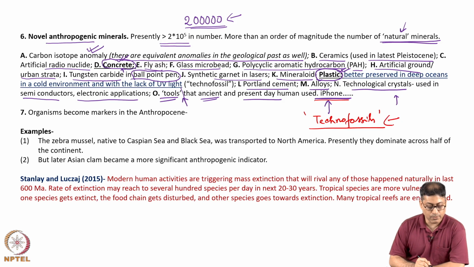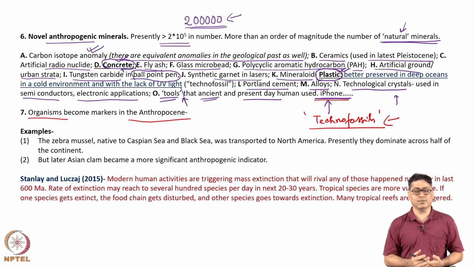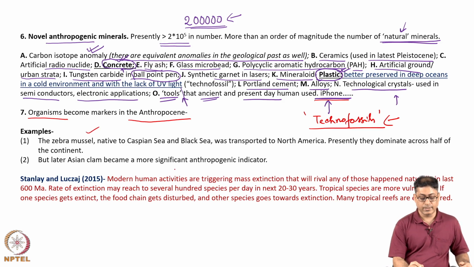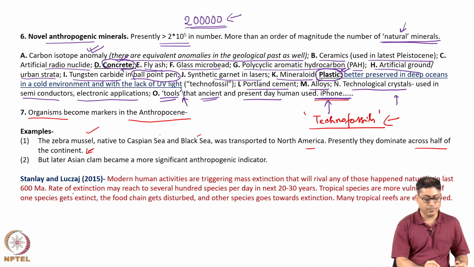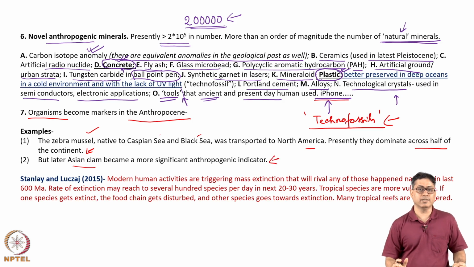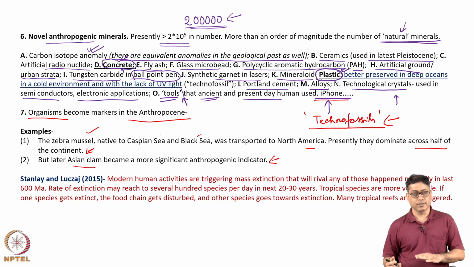Now, are there organisms that can be markers of the Anthropocene? The organisms have been used, the fossils have been identified in great detail to understand the geological time. In the very recent time, yes. For example, the zebra mussel, native of the Caspian Sea and the Black Sea, was transported to North America as the ships move, and presently they dominate across half of the continent. But then later the Asian clam became a more significant anthropogenic indicator. So, yes, the organisms can also indicate, with new geographic mixing and attaining worldwide occurrences, they can also indicate time at present, and maybe in the future the geologists will be able to locate the time horizons based on them.